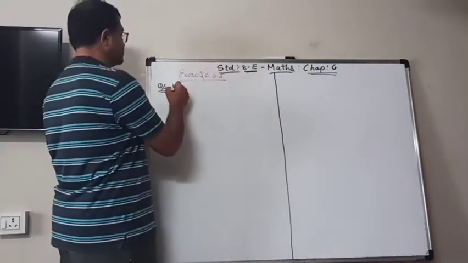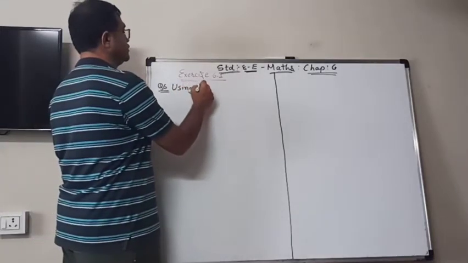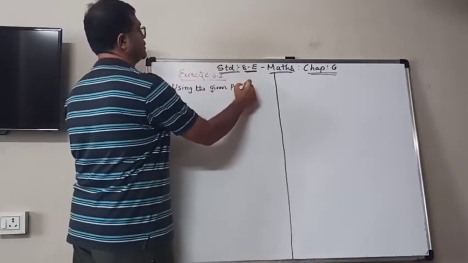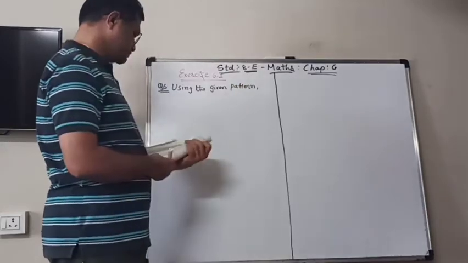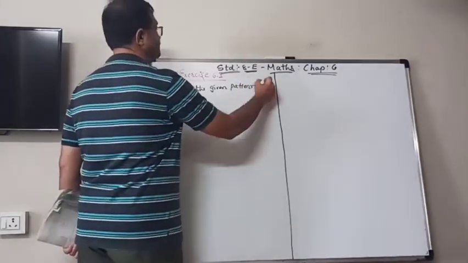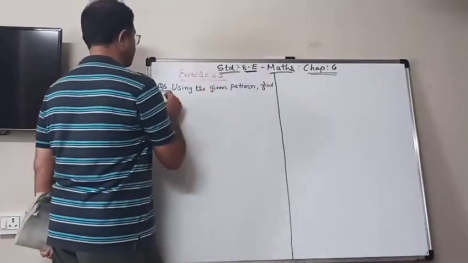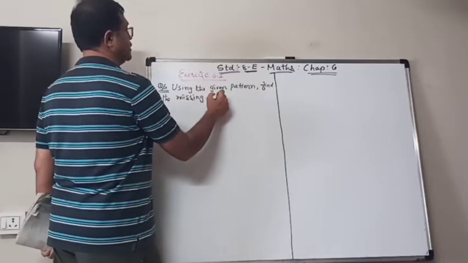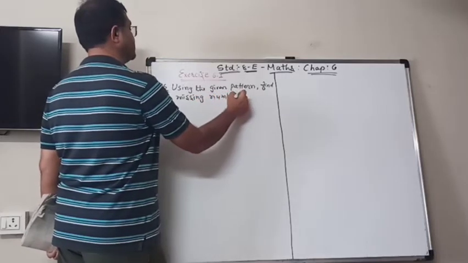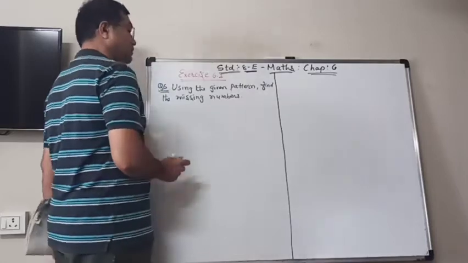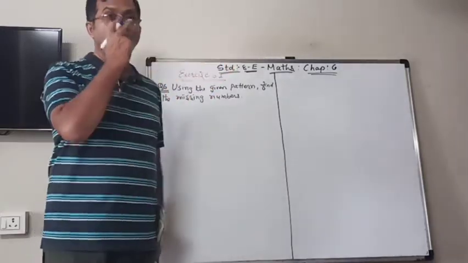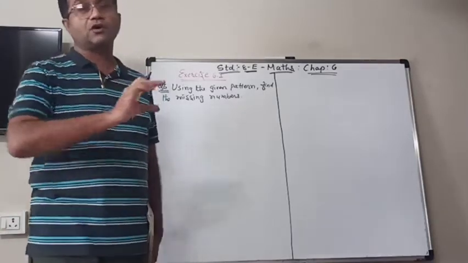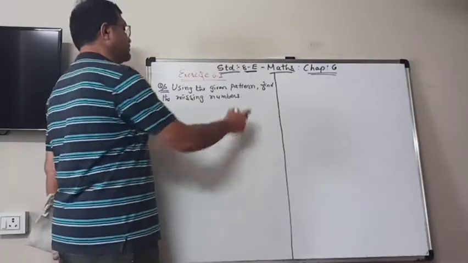Using the given pattern, find the missing numbers. First we have to watch the pattern and find out how the pattern is, that means what is the relation between the numbers. So how can we find the answers?